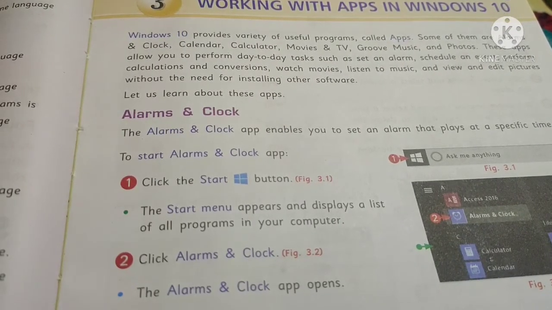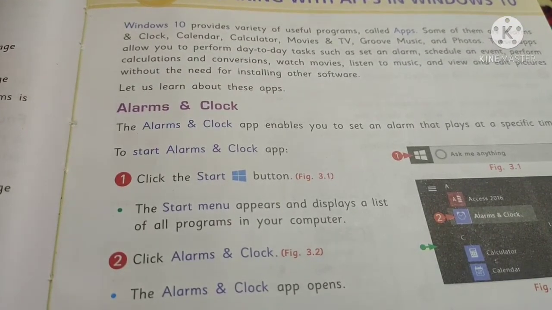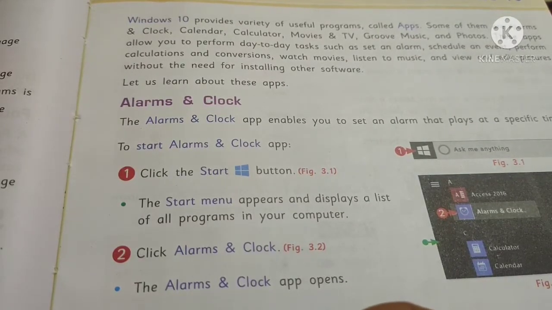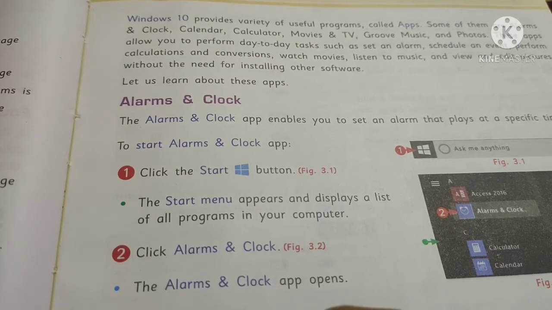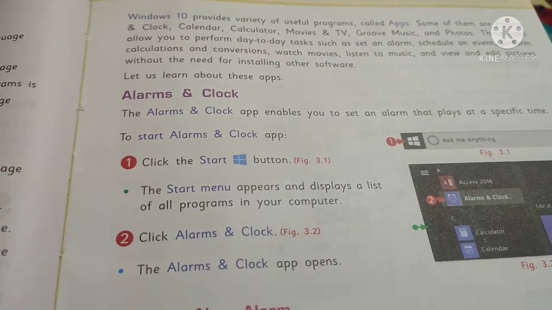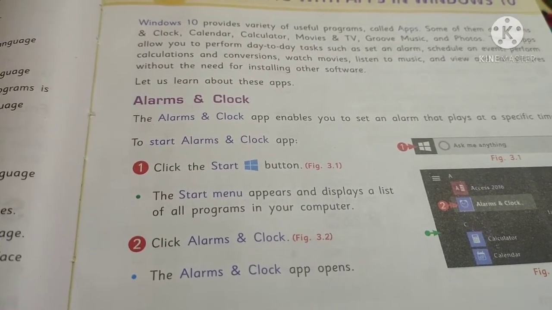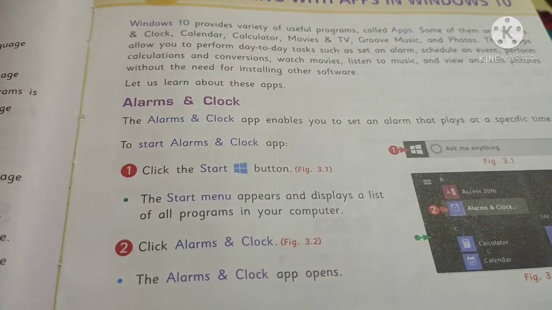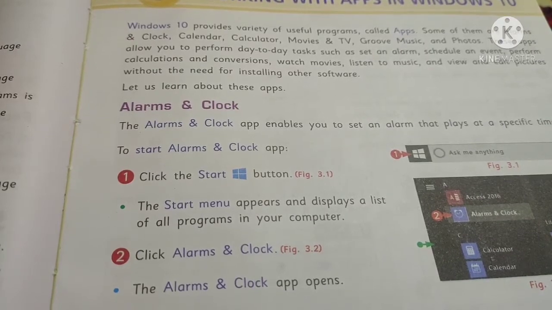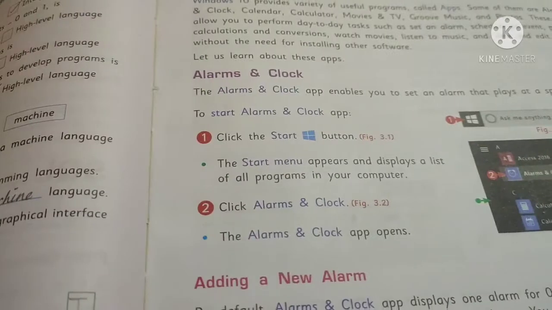We can perform different kinds of calculations and conversions, that is unit conversions. We can also watch movies, we can listen to music, and again we can view and edit pictures too. All these can be done without the need for installing another software. Windows 10 is enough for doing all this kind of work. So let us now check out how these apps work. Let us learn about these apps.